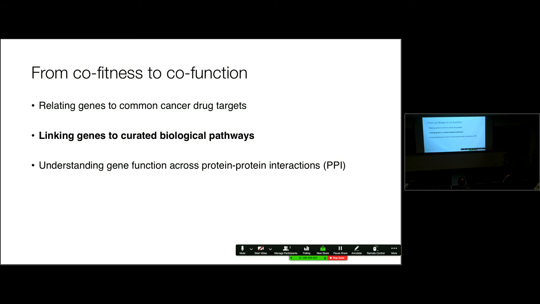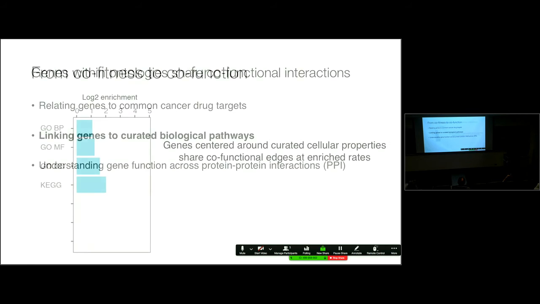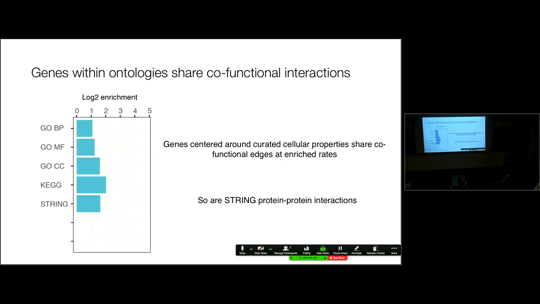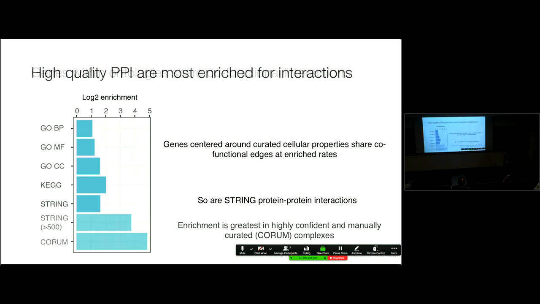Next, I asked whether we could connect genes to curated biological pathways more broadly, not just drug targets. Here are some curated pathways of biological process, molecular function, or cellular component from gene ontology. If you look within these gene sets, they are enriched for co-functional interactions. You can also look at STRING, which is a large database of protein-protein interactions. This is similarly enriched around 4-fold. If you specifically filter to the high confidence STRING protein-protein interactions, you get a pretty massive enrichment, around 16-fold.